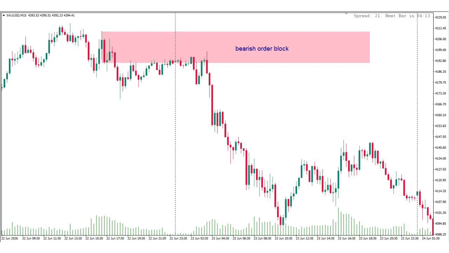Now here's a bearish order block. See this up candle? Right after it, price plummets downward. That up candle before the big red move is your bearish order block. Institutions were distributing sell orders in that zone.